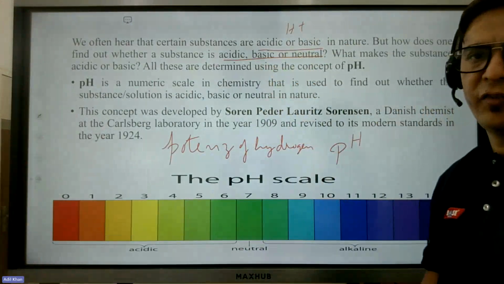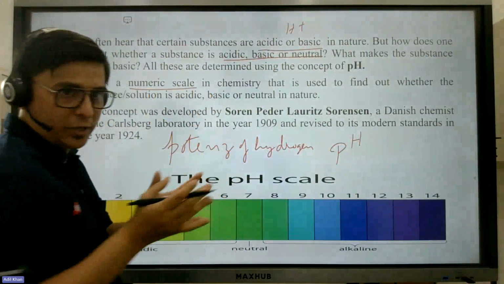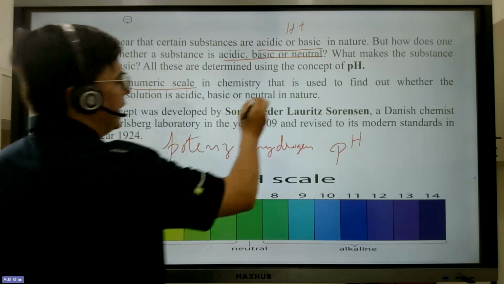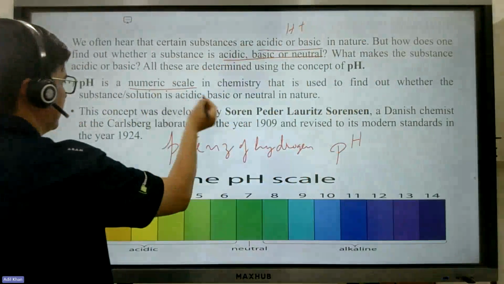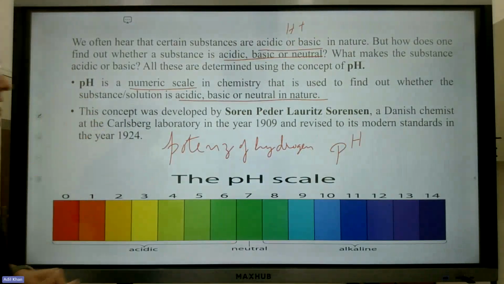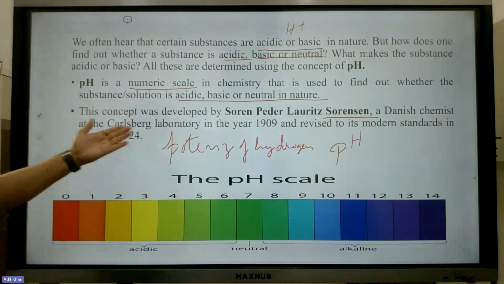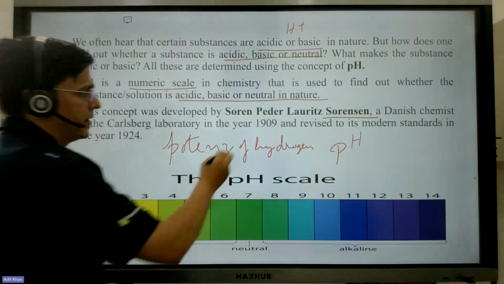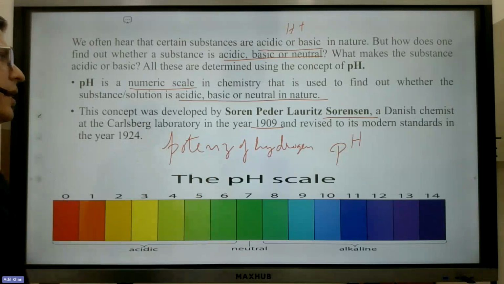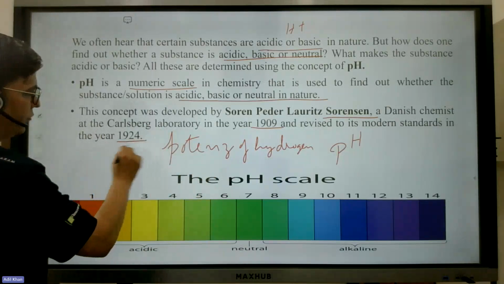pH stands for power of hydrogen or potenz of hydrogen. pH is a numeric scale. Values are there from 1.0 to 14.0 in chemistry, that is used to find out whether a substance or solution is acidic, basic or neutral in nature. This concept was given by Sorensen, a Danish chemist, in the Carlsberg laboratory in the year 1909. He established this and later it was edited and standardized in the year 1924.